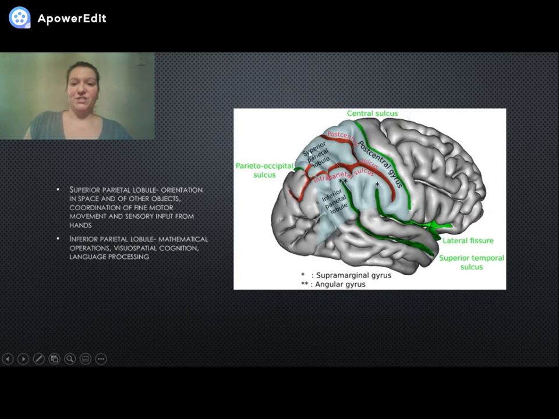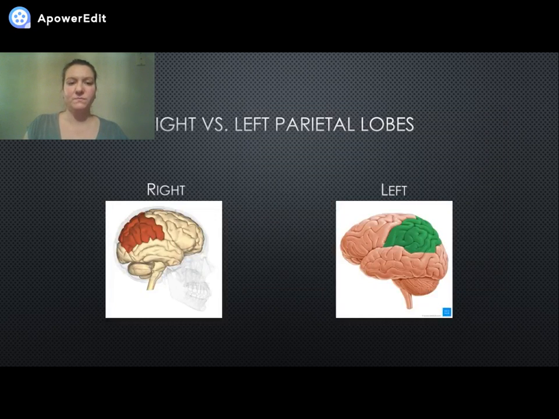And here we've got the superior parietal lobule and the inferior parietal lobule, and each of those areas are responsible for things like the orientation in space and of other objects. And then you've got mathematical operations, visuospatial cognition, and language processing in the inferior parietal lobule, but language processing is involved in most areas of the parietal lobes.